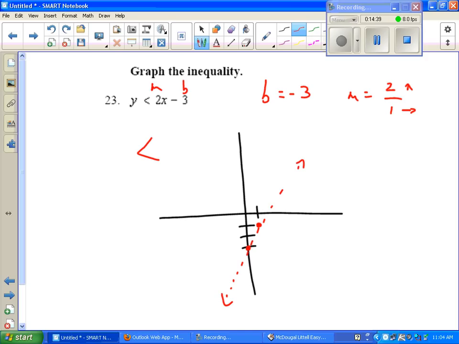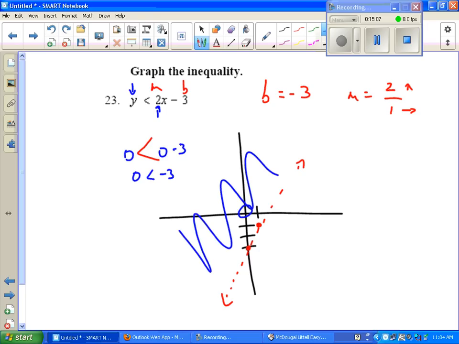The other part is you need to pick a point and plug it in. Remember, this is back from a few weeks ago. Always pick the origin if you can, 0, 0. When you plug in 0 in place of y, you get 0. Is less than, plug in 0 in place of x. 2 times 0, or anything times 0, is 0. Minus 3. 0 is less than -3. We know that that's not true. 0 is in fact greater than -3. So everything on this shade would be wrong. Don't shade that side. Shade everything on this side.